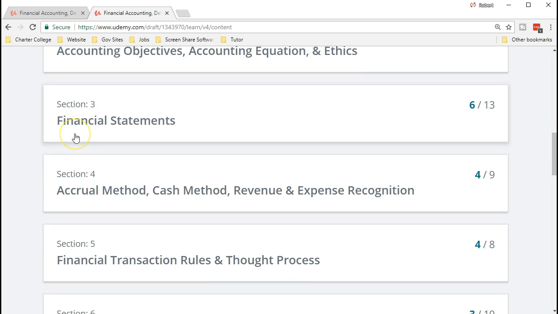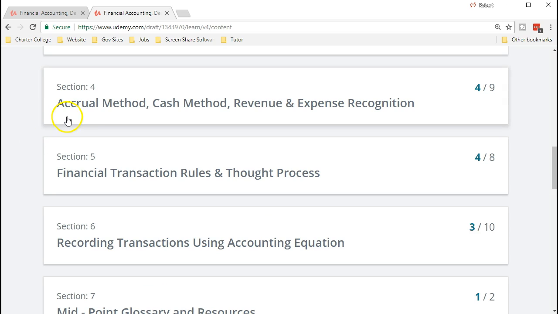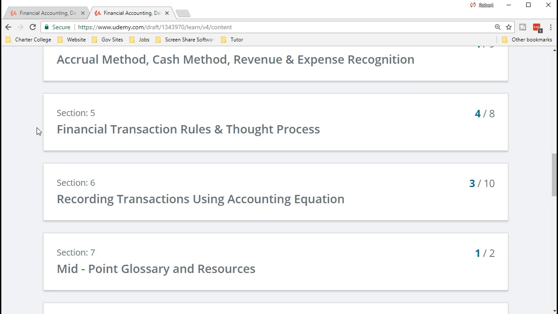Then we're going to look at the financial statements and cover what they are. Then we're going to go through the accrual method versus the cash method, and talk about the revenue and expense recognition principles, or revenue recognition and the matching principle. These are going to be some of the core accrual principles we will need in order to move forward.